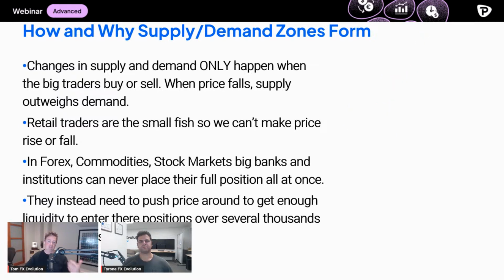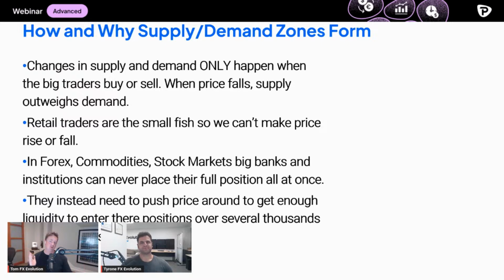So let's think about just supply and demand a little bit more basically. Let's understand this together. Changes in supply and demand only happen when big traders buy or sell. When prices fall, supply probably will outweigh demand in that case. Retail traders, we're the small fish. We can't make the price rise or fall generally. There are some exceptions to the rule, of course GameStop, AMC, and some of those others that happened in 2021. However, in general terms, that's not what happens.